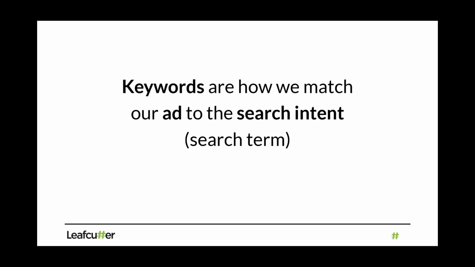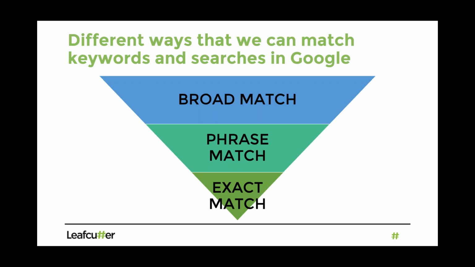The keywords that we put into Google Ads are about how we match the ad to the search intent. Whatever someone actually searches for is called the search term. So the words that people type in, that's the search term. And then we've got the keywords we load into the system itself. So, keywords and search term.